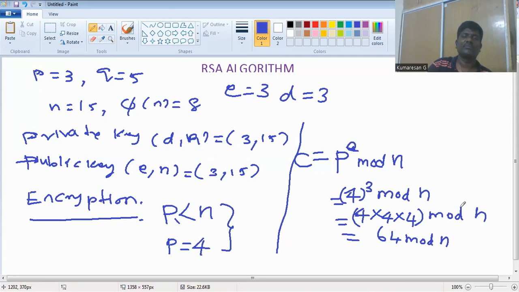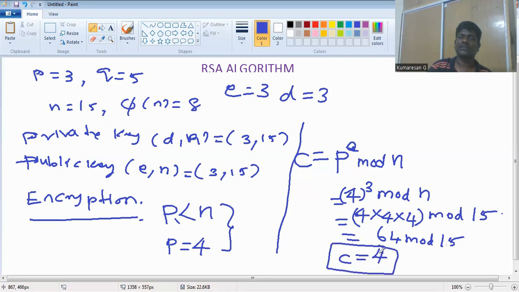The N value we already know. What is the N value here? It is 15. Here you will write 15, so it is mod 15. Whenever we find the modulus, we get the remainder 4. So here the ciphertext is 4.